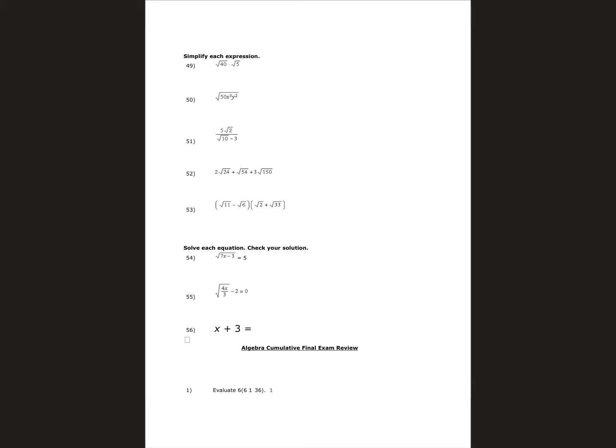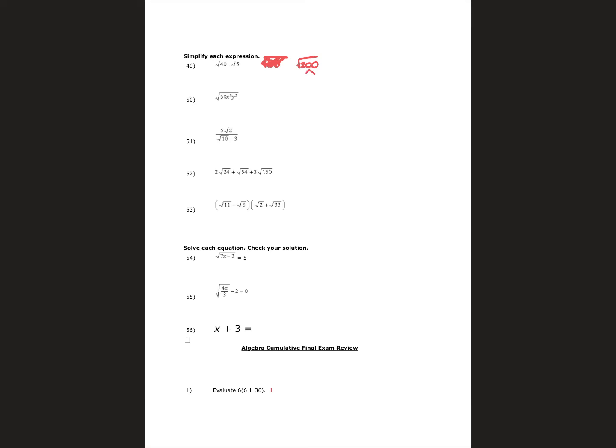For 49, square root of 40 times the square root of 5. So we could multiply that first. Outside times outside, inside times inside. So the insides are 40 and 5. And so we get 800. Just kidding. We don't get 800. 4 times 5 is 20 with the 0. 200. Sorry, guys. Okay, so square root 200.